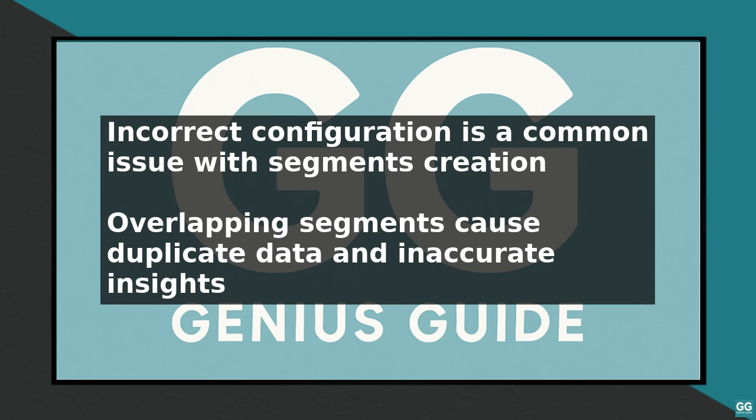Another common issue is overlapping segments. When you create multiple segments with similar criteria, they may overlap, causing duplicate data and inaccurate insights. To avoid this, make sure to use mutually exclusive criteria when creating segments. For instance, if you have a segment for desktop traffic and another for mobile traffic, ensure that they don't overlap by using the correct device categories.